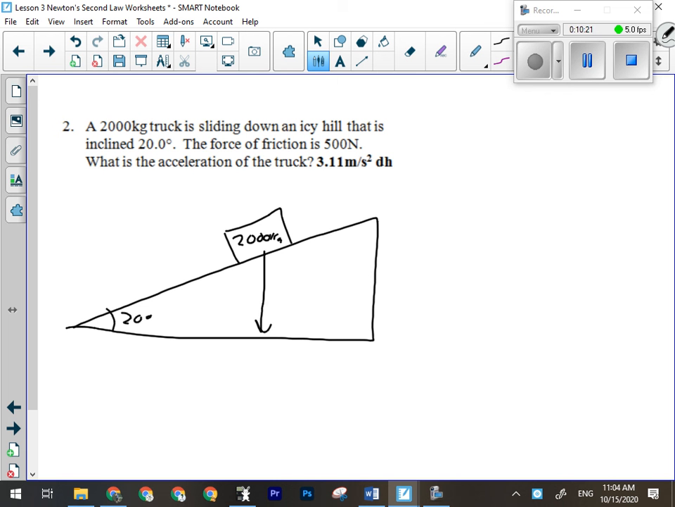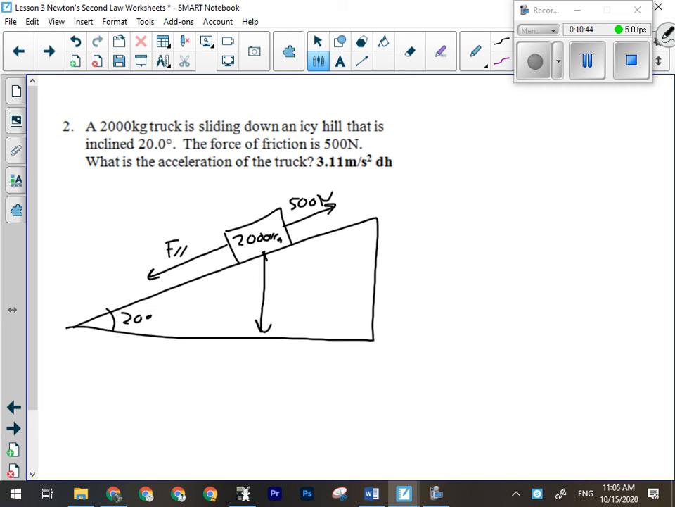Okay, the force of friction is 500 newtons. All right, so friction has to be acting up the ramp, or up the hill, because the question tells us the truck is sliding down the hill. What force is pulling it down the hill? F parallel. That's always the force that pulls something down the hill. So I've got to find that force.